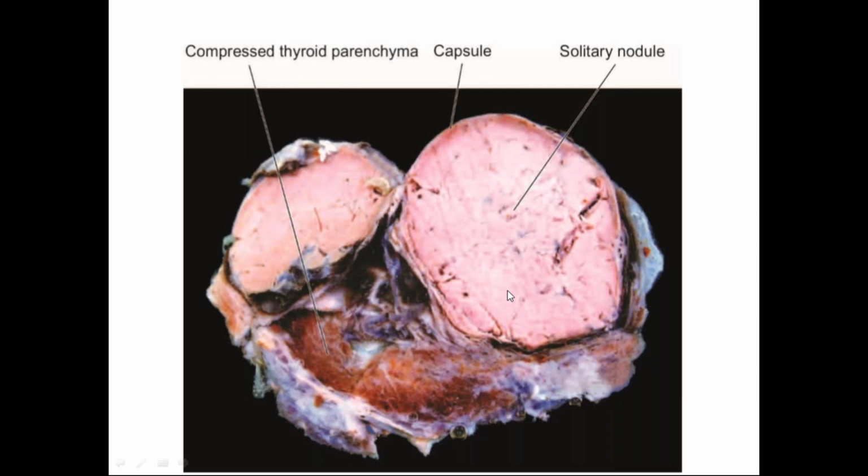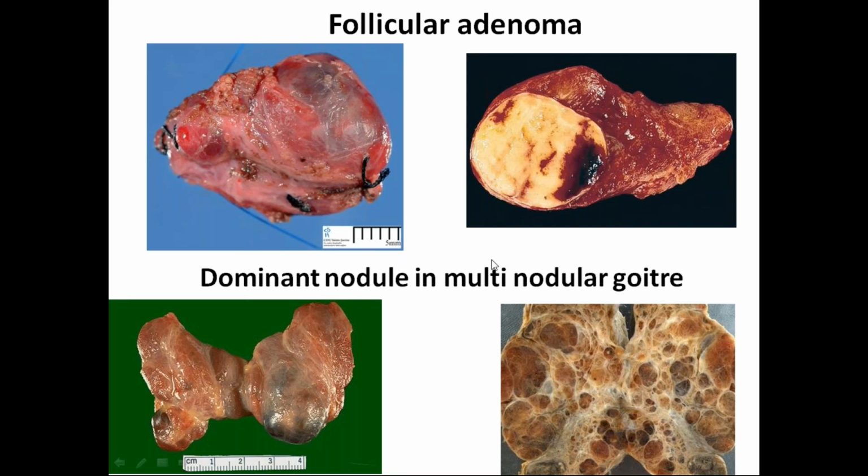So these 3 features you need to remember. This is the growing tumor tissue, which is well encapsulated, and it is a solitary nodule, well encapsulated, and the surrounding thyroid parenchyma is compressed. And occasional areas of hemorrhage we can also notice, and areas of cystic degeneration we can also notice. So these are the few features by which we can distinguish follicular adenoma and the dominant nodule in multinodular goiter.